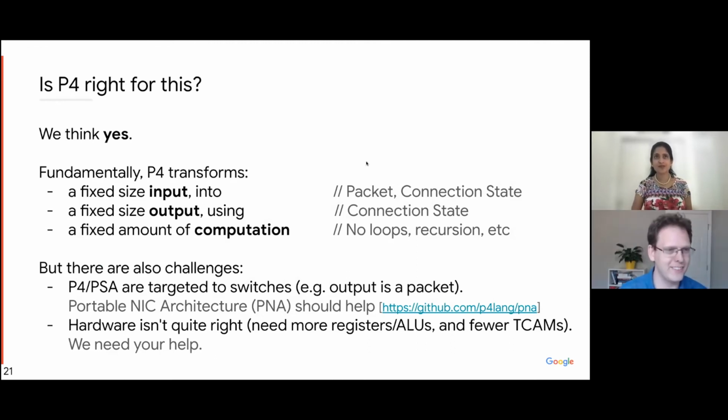So is P4 right for this? If you look at that picture, it's maybe a bit of a wash. So let me think why I think it's right for it. Fundamentally, the way I think about P4, there are many distractions around packets and tables and so on. But fundamentally, you take fixed size inputs, like a packet in this case, and the connection state, and then you create a fixed size output, in this case another connection state. And it's important that you do this in a fixed amount of computation, so you don't have loops or recursion, so it can be implemented efficiently in hardware. And all of these are true for congestion control.